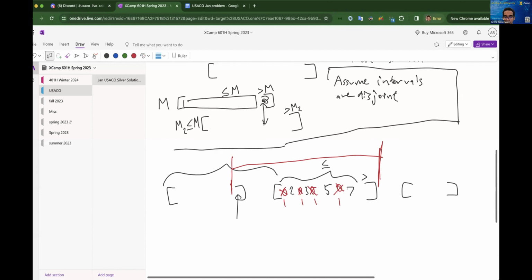So now let's look at what we can say given the intervals are disjoint. Just a reminder, each interval represents AJ plus 1 to HJ. So let's consider disjoint intervals.